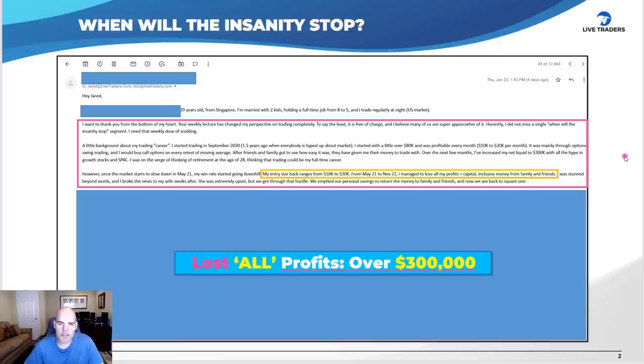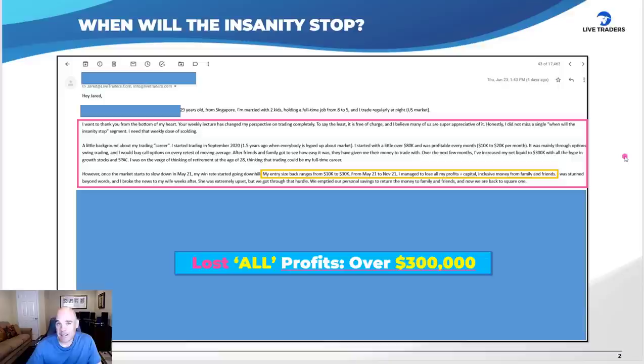I was on the verge of thinking of retirement at the age of 28, thinking that trading could be my full-time career. So this person basically, guys, went from zero to 1 year, 18 months, I think it was, 1.5 years ago. So basically in his first year, because that's what we're talking about. So basically from September 2020, I'm trying not to laugh in a mean way, this person went from zero experience to May of 2021.